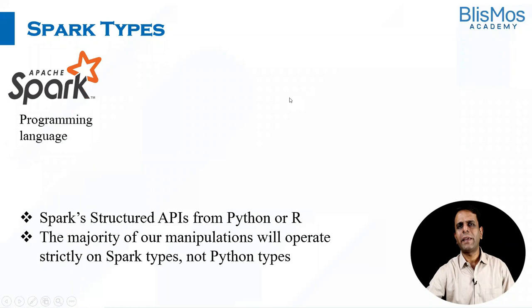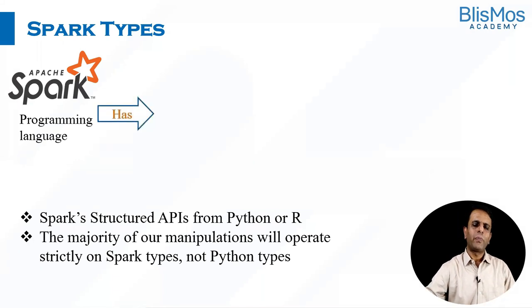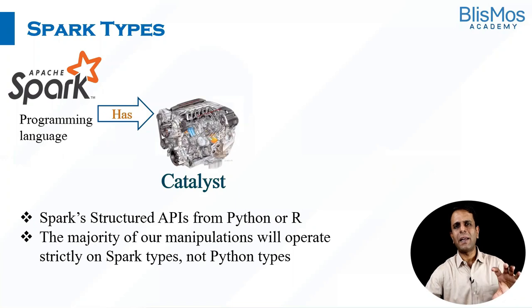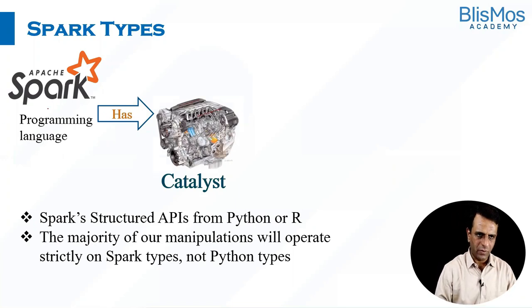Welcome back. Now, we have been talking about different language APIs which are being supported in Spark. If I ask a question, whether Spark is a programming language on its own or not? Yes, it is. Spark is a programming language on its own. So, when we have a programming language on its own, it is bound to have its own types, right? That is the first thing which we already know.